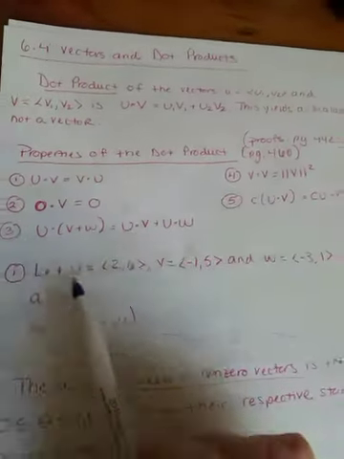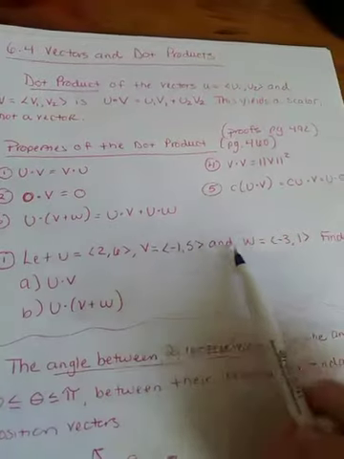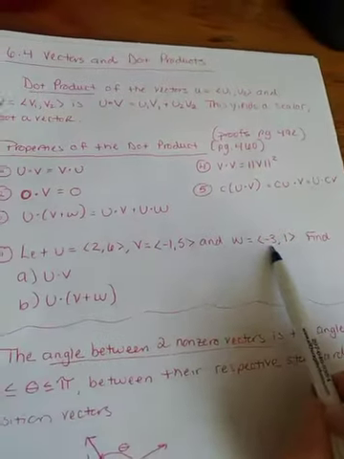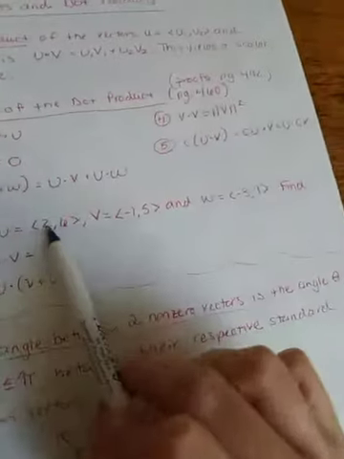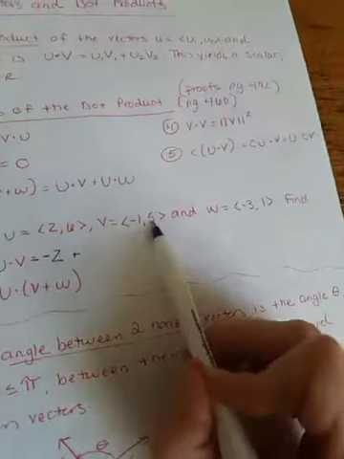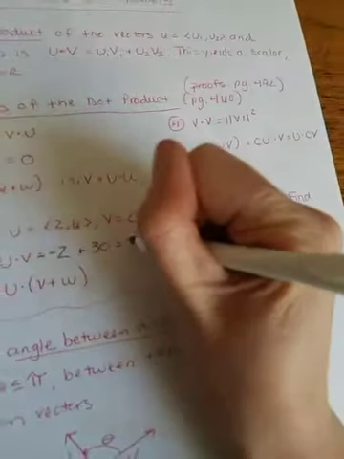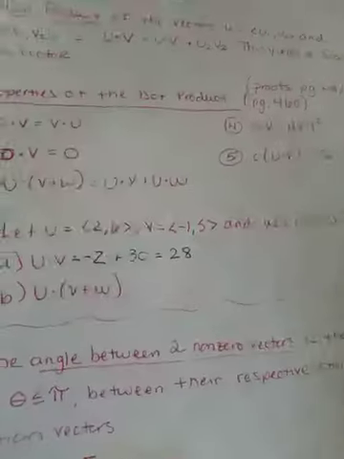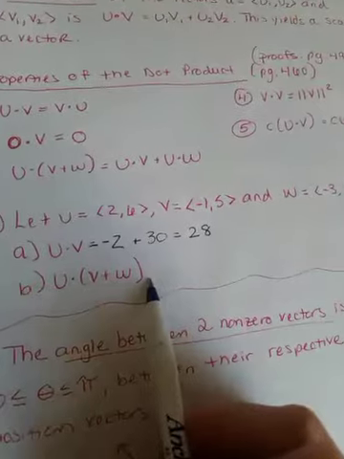All right, so let's look at the first example. Let u be the vector 2, 6, v be negative 1, 5, and w be the vector negative 3, 1. Find u dot v. Okay, so we are literally just going to do 2 times negative 1, which is negative 2, and then I'm going to add to that 6 times 5, which is 30. So 30 minus 2, that's 28. That's your answer.